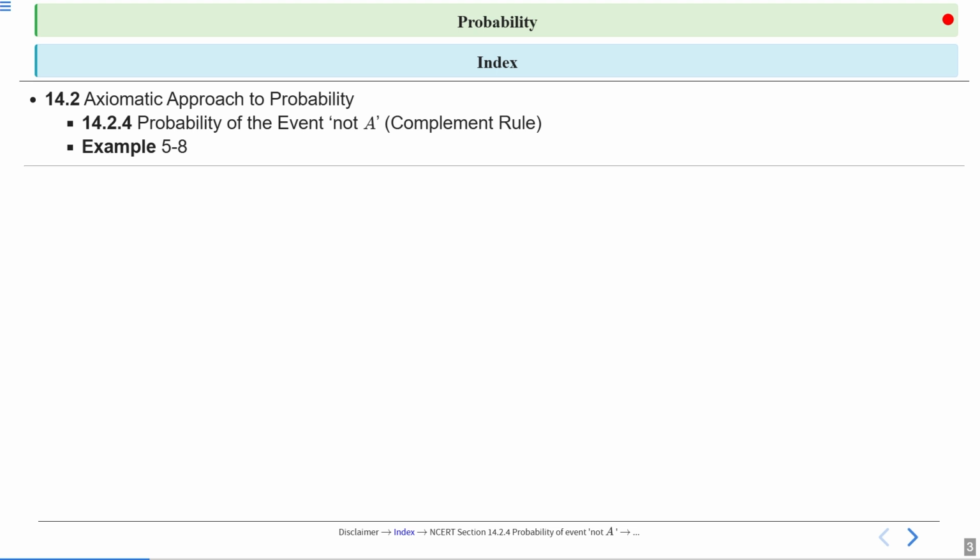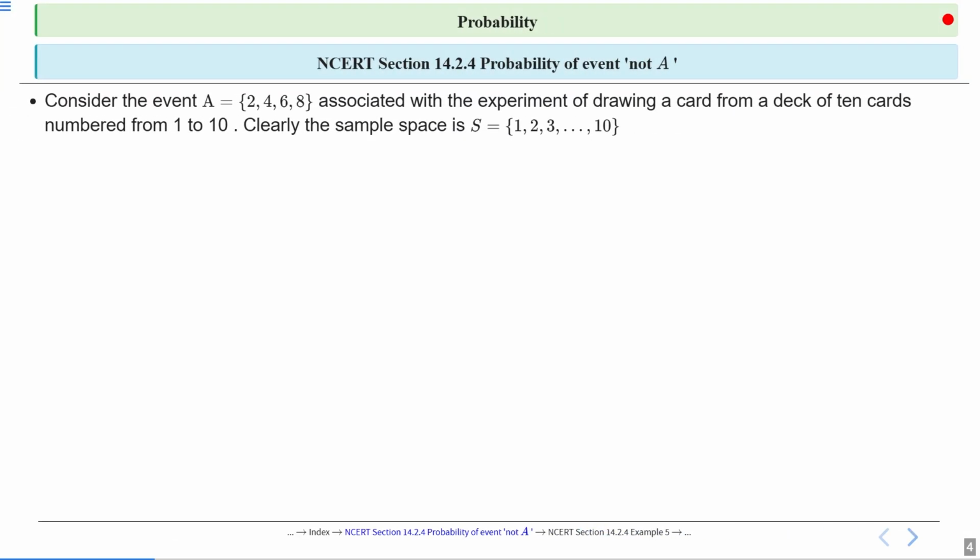Today's first topic is the probability of event not A. In our previous lecture, we discussed the probability of event A or B, and there we studied the formula: probability of A union B is equal to probability of A plus probability of B minus probability of A intersection B. We have also proved it. So today we will discuss the probability of event not A.